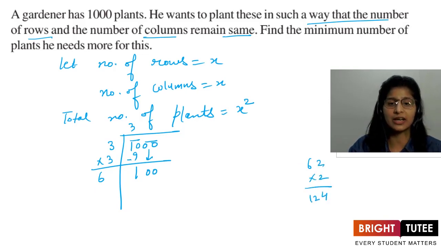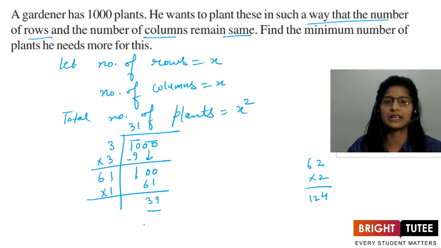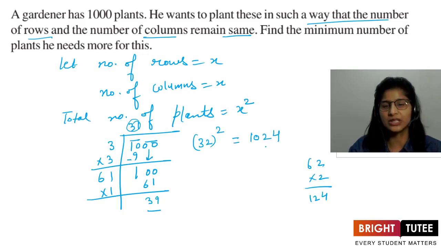It is more than 100, so we can just try 1 only. So 61, right? What are we left with? 10 minus 1 is 9, 9 minus 6 is 3. We are left with 39. So what is the next number after 31? It is 32. The square of 32 we are going to calculate, that will come out as 1024.